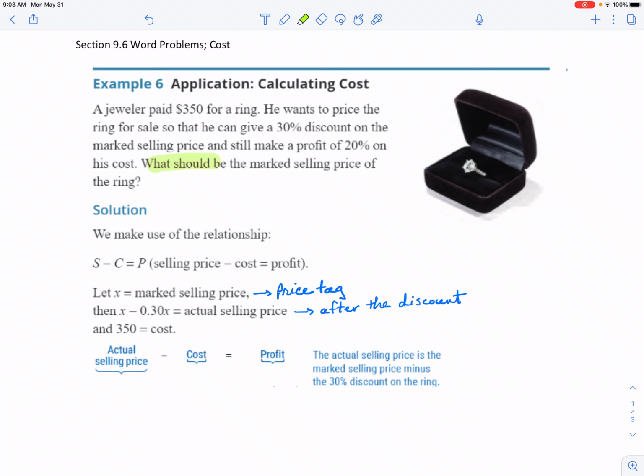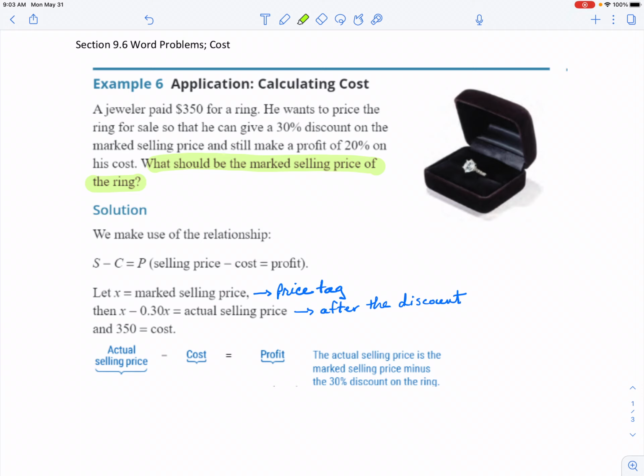All right, so here's our question. We're looking for the marked selling price of the ring. So your author, I lifted this from your textbook. Your author gave you a little formula here: selling price of the ring, subtract off the cost of the ring, is equal to whatever profit the store owner is going to make. So since we're looking for the marked selling price, that's the price he's going to put on the tag, the price tag on the ring.